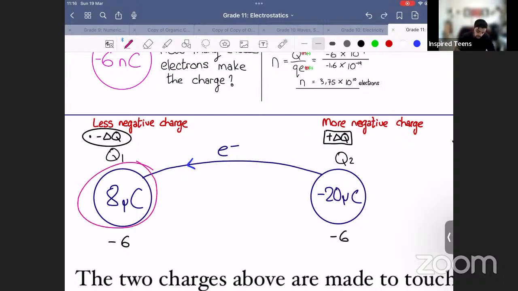Okay, and then this 8 microcoulomb guy, he's the less negative one. So he's the one that has to receive. When you receive electrons, you become more negatively charged. That's why his delta Q is negative. Okay, important to understand.